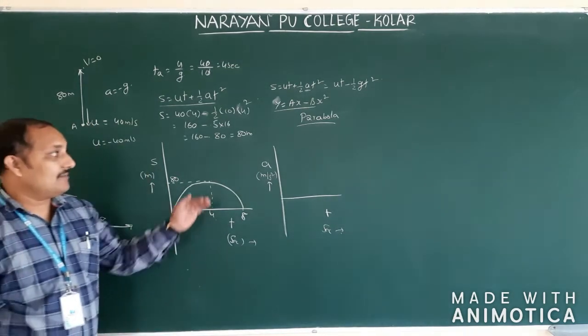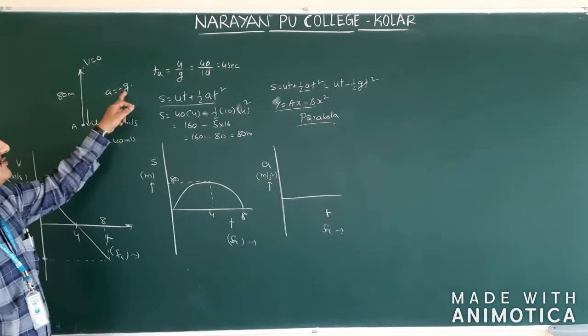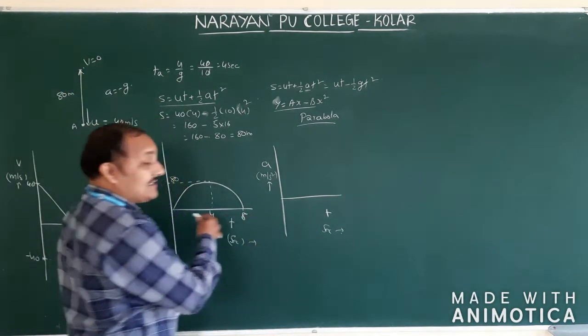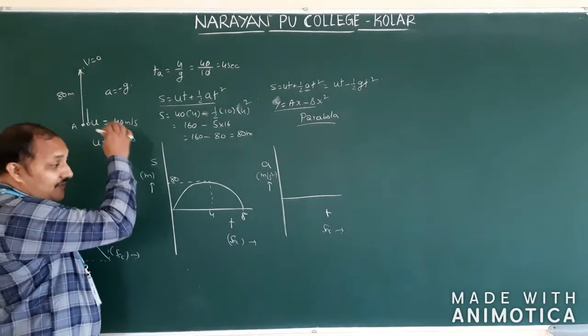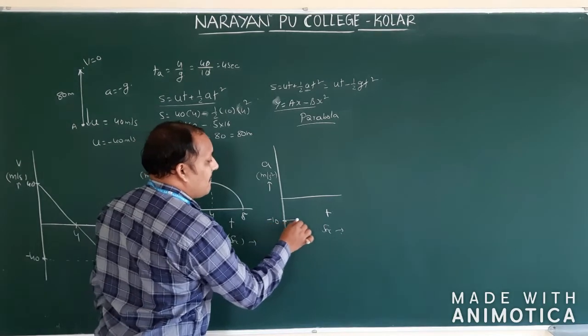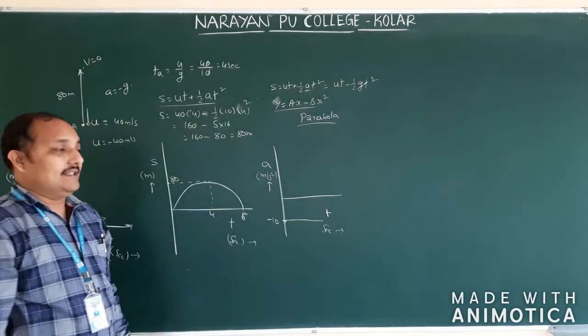Now acceleration. Whenever the object is going upwards, a is going to become minus g. The g value they give. Therefore, acceleration is constant. It is uniformly accelerated motion. Therefore, it will be coming. This is minus 10. So the graph will be coming like this.